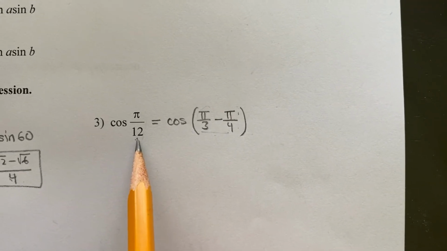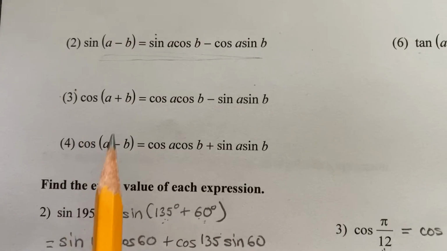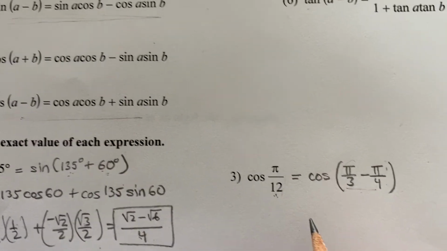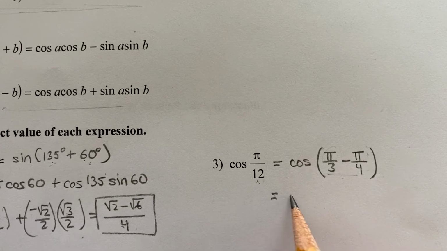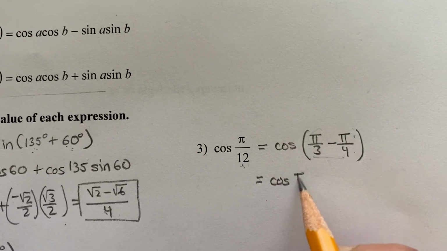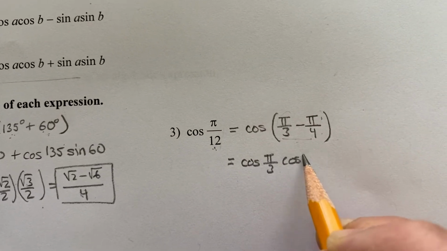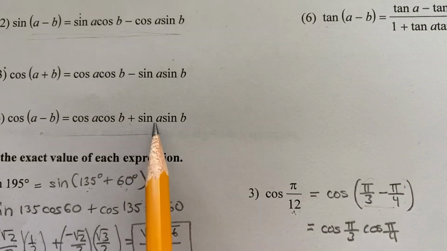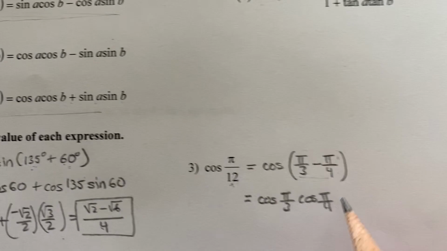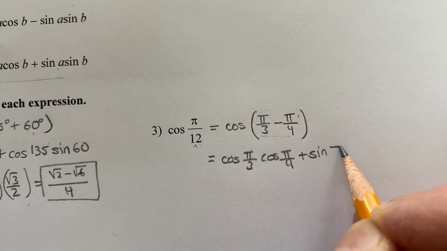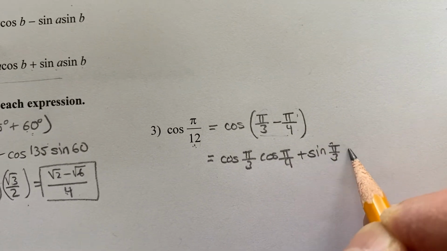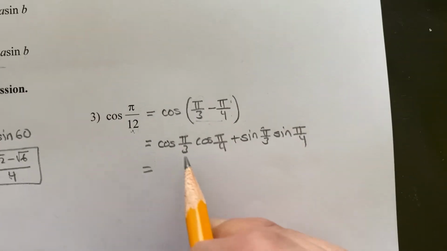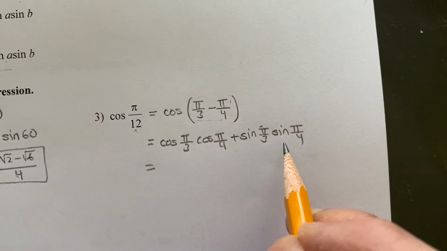And then, of course, you would use your cosine difference formula, which is stated here in equation number 4. Which basically states that I take the cosine of the first two angles, cosine of pi over 3, cosine of pi over 4, and then add the sine of the first and the sine of the second. And the very last step is for you just to evaluate these values here.